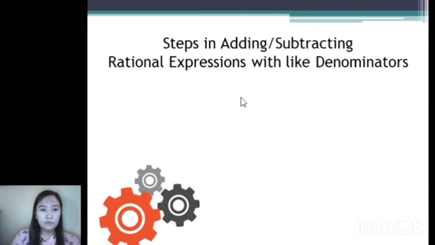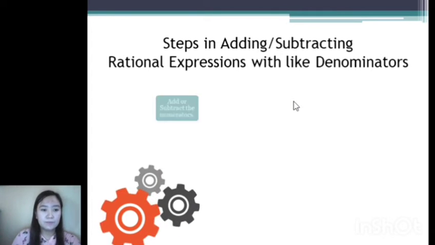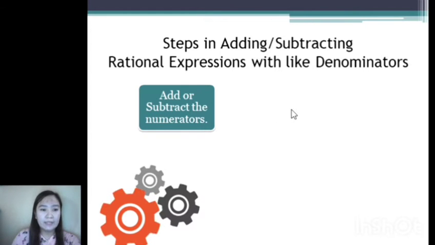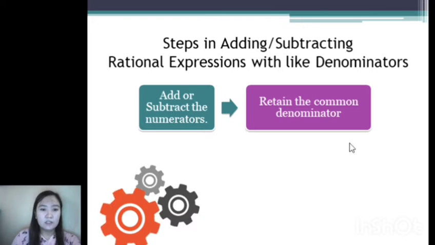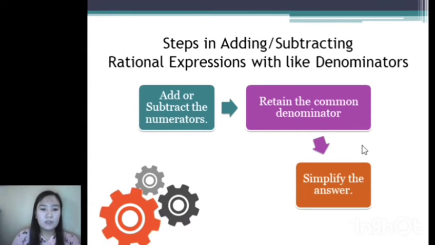Let us now move on to the steps in adding and subtracting rational expressions with like denominators. First step is to add or subtract the numerators. Second is to retain the common denominator. Third, simplify the answer.